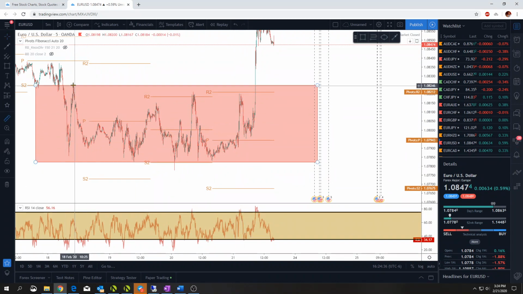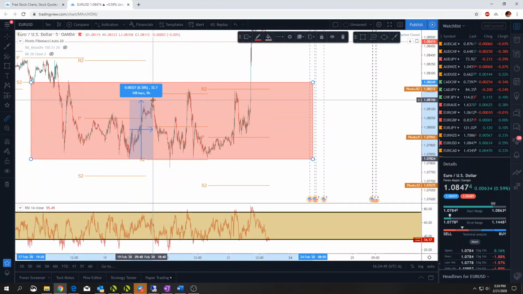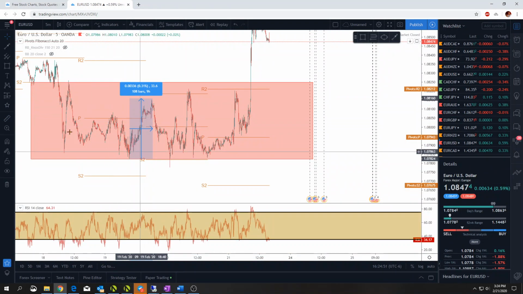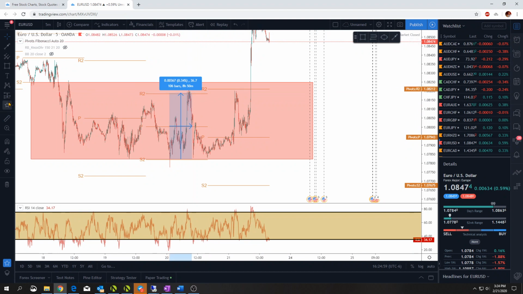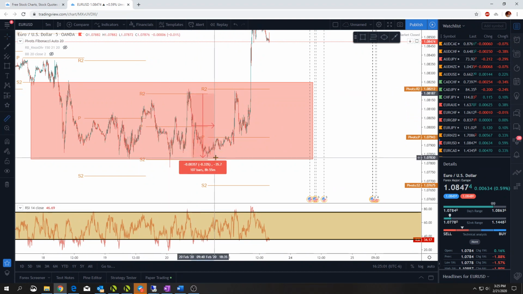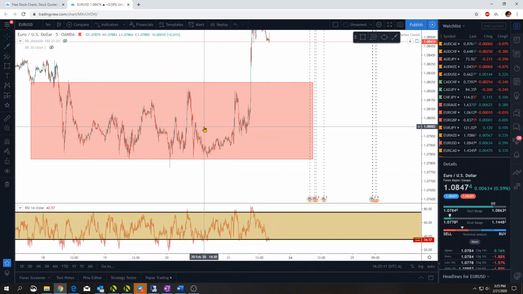Let's measure it. So this one, let's just say you took it here. There's 35 pips. Okay? You caught that one. 33 pips. You catch this one. 36 pips. You catch that one. Another 30 pips. So you almost get 130 pips in the last 4 hours of the day here.